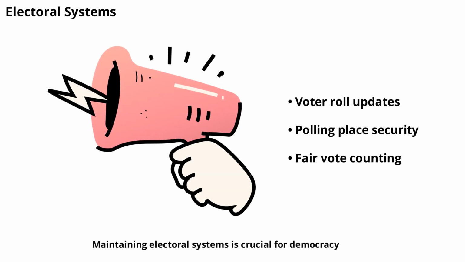Maintaining electoral systems is crucial for democracy. This includes updating voter rolls, securing polling places, and ensuring fair counting of votes. Regular reviews and transparent processes help protect the integrity of elections and public confidence in the system.